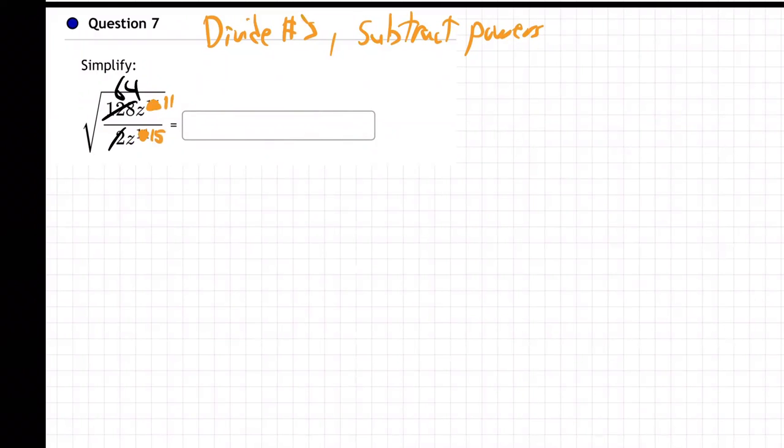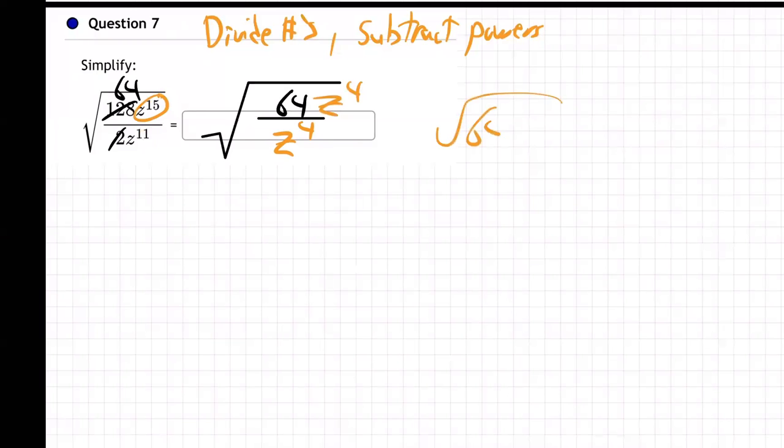Let me just show you in case you have a more challenging one. That would end up with the 64 on the top. And then do you realize the z to the 4th would end up on the bottom? I just want to point out, wherever the higher power is, that's where the leftovers end up, right? So my original one had the 15th on the top. So the z to the 4th would have ended up on the top, and we wouldn't have had anything on the bottom at all, right? I would have just written the square root of 64 z to the 4th, and then I would simplify from there, right?